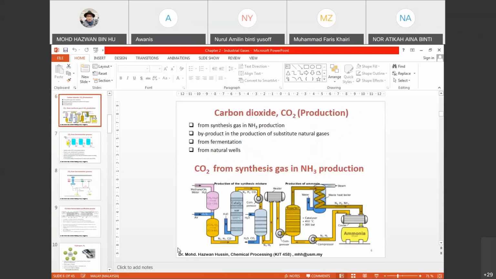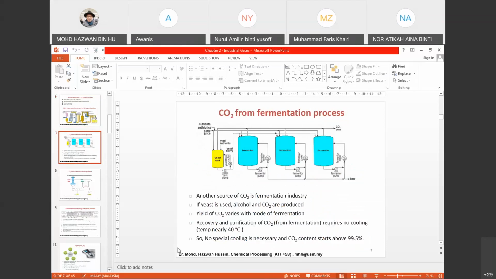CO2 can be produced by different processes, such as synthesis of ammonia. It can also be found as a byproduct in the production of substitute natural gases. You can also find it from fermentation, which we went through in detail last Tuesday, and from the oil well also. The first one is the fermentation process. This is considered the major process in the production of CO2 in industry, okay?